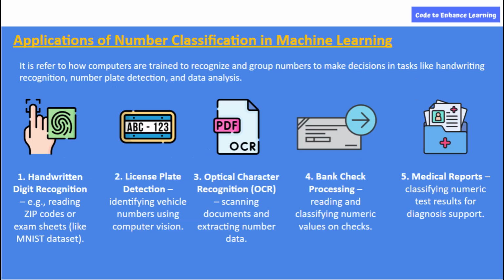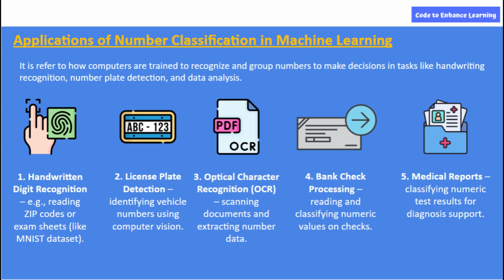Here, let's list the applications of number classification in machine learning. These refer to how computers are trained to recognize and group numbers to make decisions in tasks like handwriting recognition, number plate detection, and data analysis. Here is the list of applications of number classification. Handwritten digit recognition. For example, when we write numbers in exams, machines can learn to read them. This is used in scanning zip codes or answer sheets.